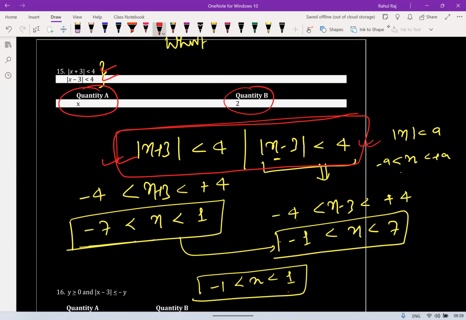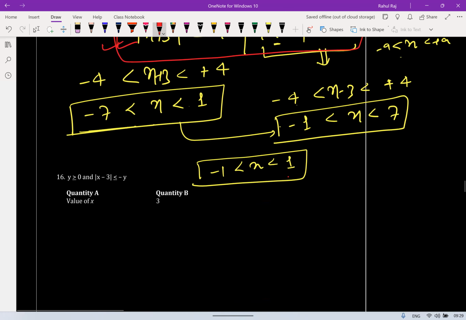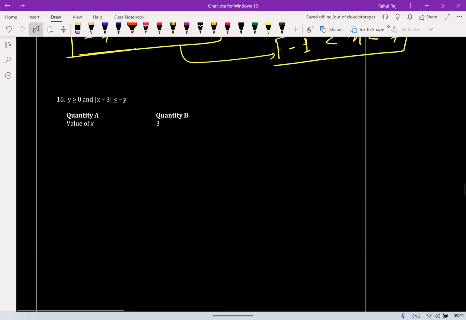Cool. Let's go to the 16th one. So here, you can't even use mod of x is equal to positive x because it's giving two different values, right? So y is greater than or equal to 0. Assume y is 0 in case 1 and 1 in case 2. But it's all about how you solve it. How do you take the mod out in this case?